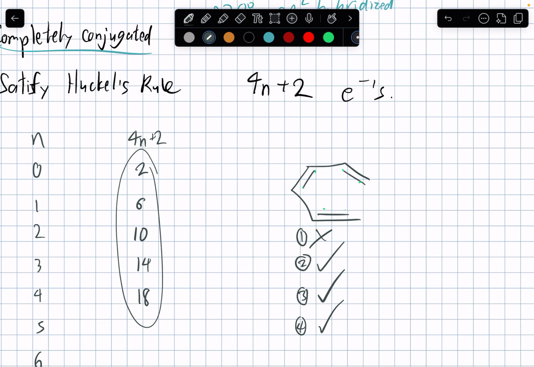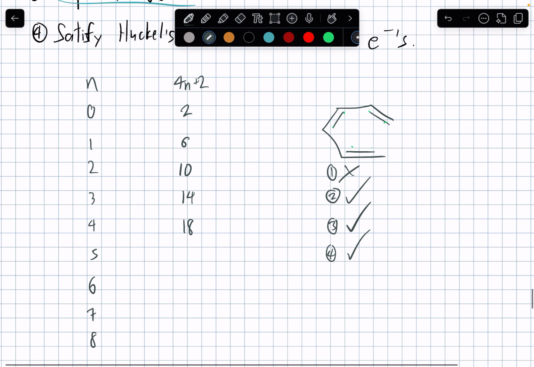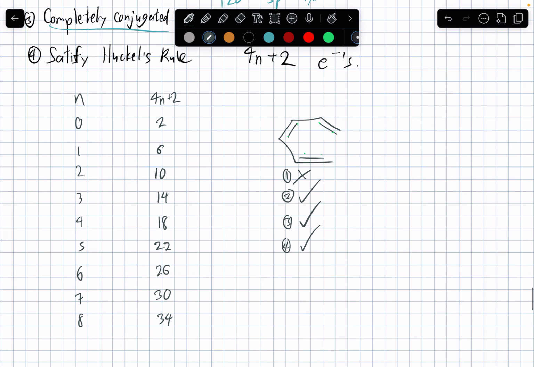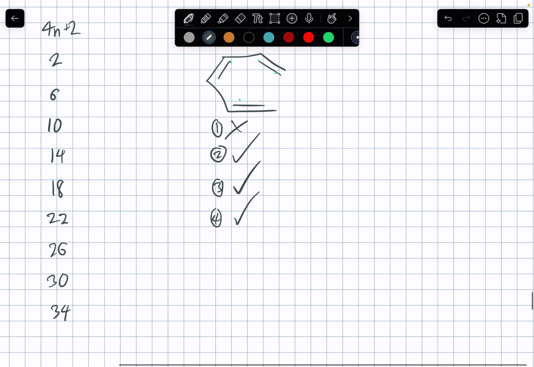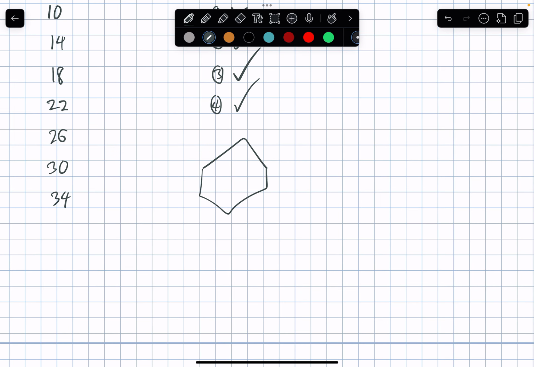So 6 qualifies, okay? Again, if you satisfy Huckel's rule, the number of electrons is any of the following, no? And the interval is 4. So like in between numbers, sorry, you basically add 4. So the next is 22, 26, 30, 34. Okay, next. How about this? 1,3-cyclohexadiene. Sorry, hexadiene.